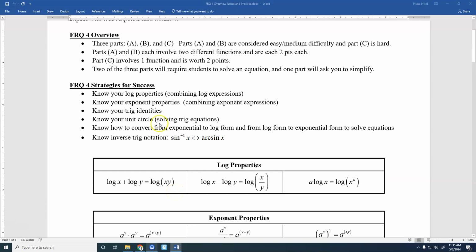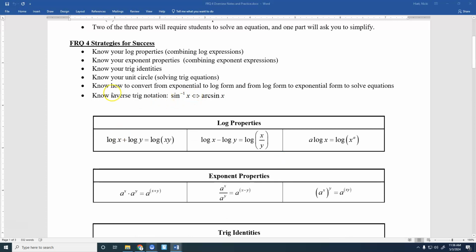You got to know log properties, exponent properties, trig identities, and unit circle. You also have to know how to convert from log to exponential, and you have to recognize inverse sine and arcsine are the same notation because they might use either one on there, which we have seen presented both ways, so they may do that as well.